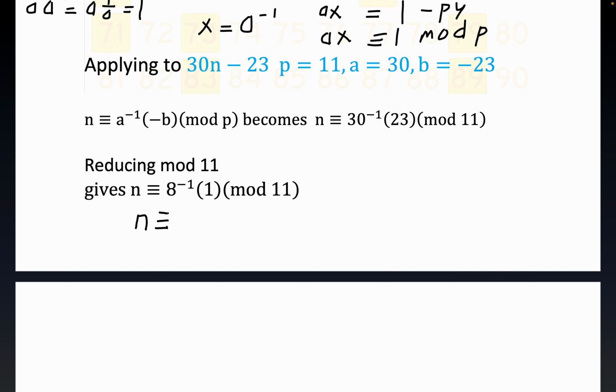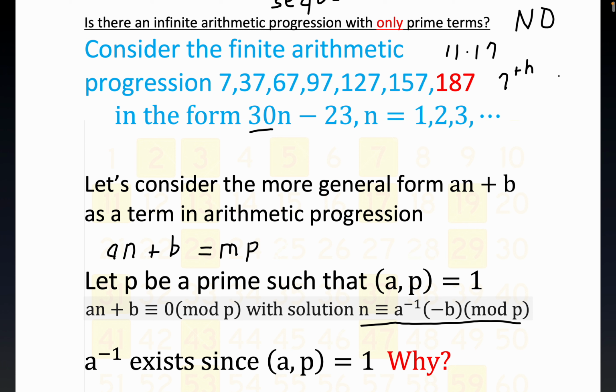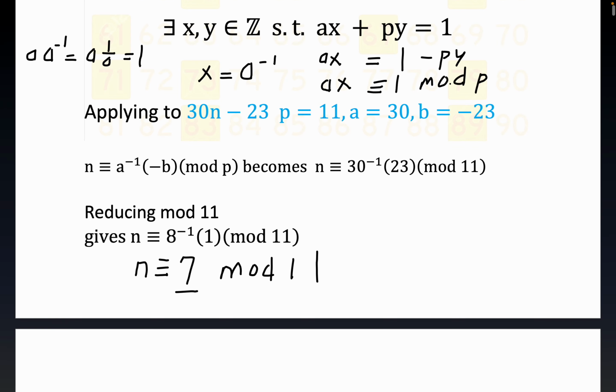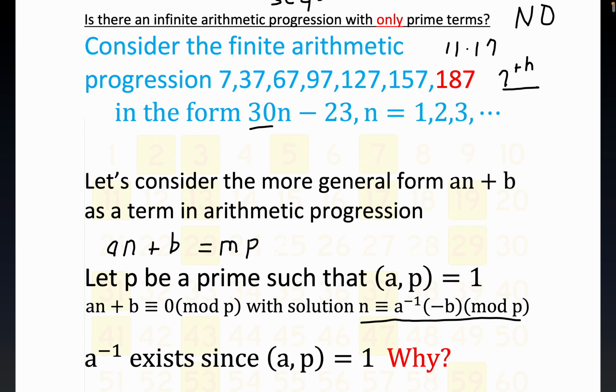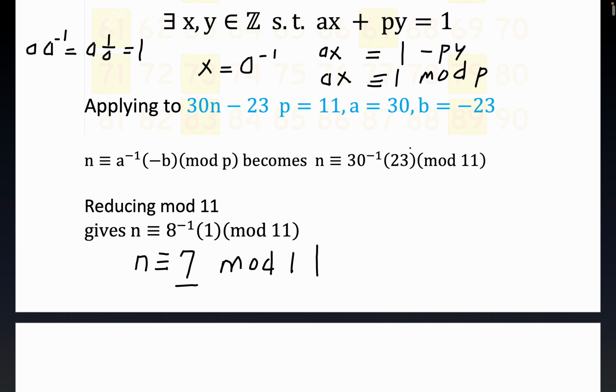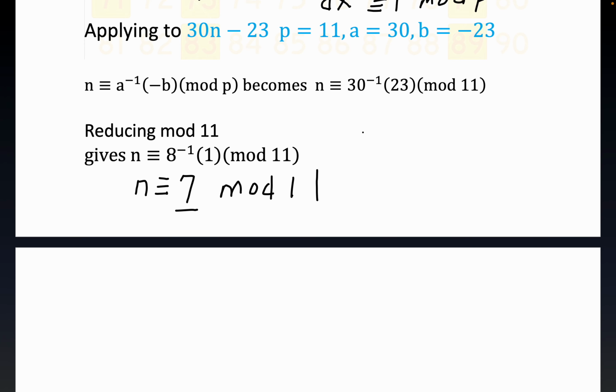So we get n is congruent to 7 mod 11. I'll show you why in just a sec. Now, if you recall, we did get the 7th term. So you see, that's kind of cool. This 7 that you see right here is the same as the 7th term that we observed right here. We just did this manually and said, oh, the 7th term is not prime. But now we've shown rigorously that the 7th term lines up with this 7th term up here. So where did we get the 7?